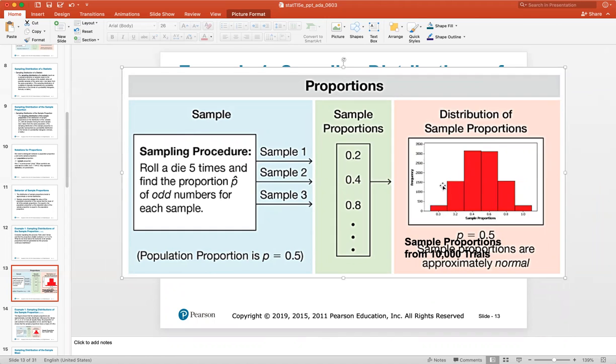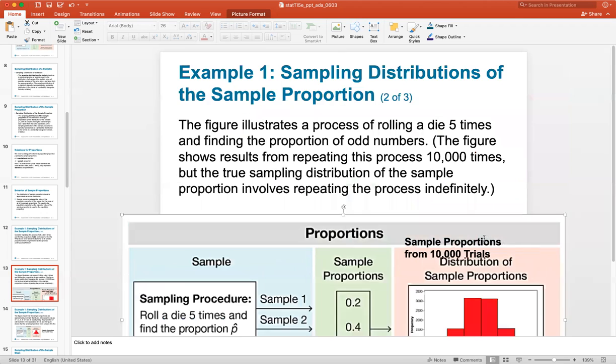From here you see that the shape of the histogram looks like the normal distribution. As we increase the number of experiments, the histogram gets closer to the graph of the normal distribution, I mean, the bell shape.